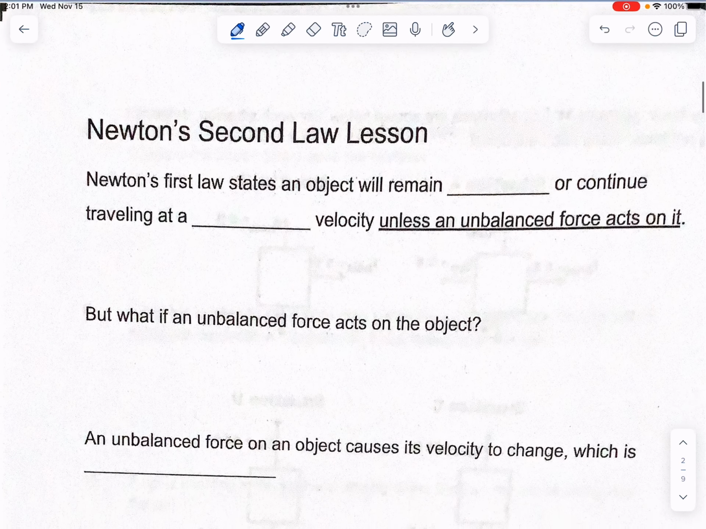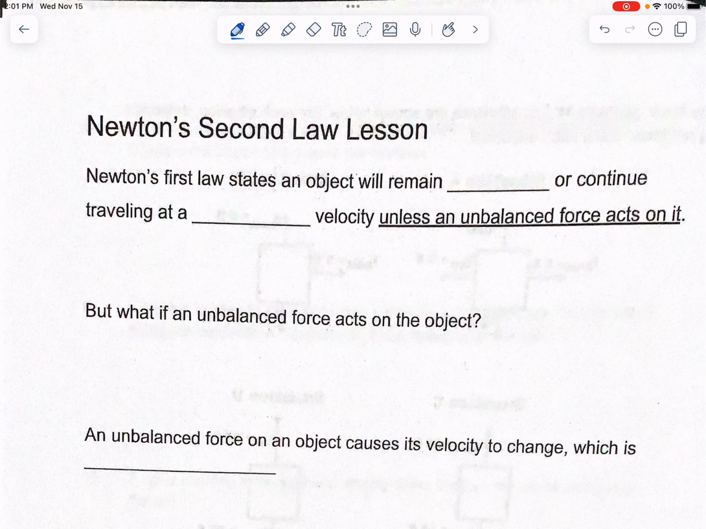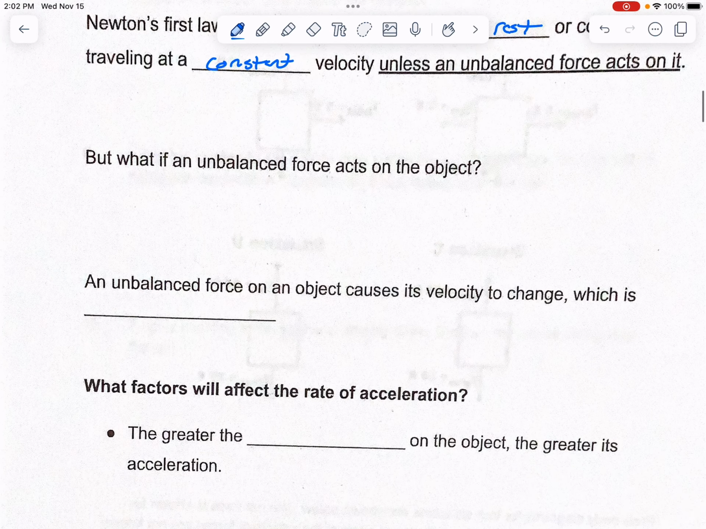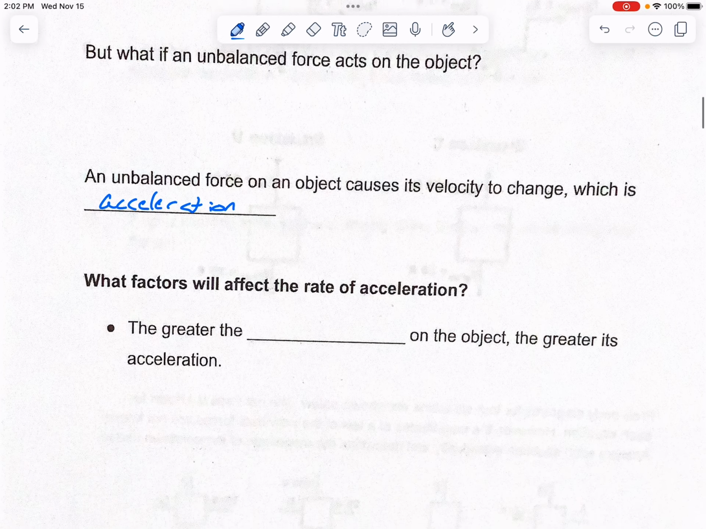Now we're going to take a look at Newton's second law. Remember, Newton's first law states that an object will remain at rest or continue traveling at a constant velocity unless an unbalanced force acts on it. So we're actually going to look into that unbalanced force. An unbalanced force on an object causes its velocity to change, which is acceleration. Anytime you're changing your velocity, you're accelerating either in the positive direction or the negative direction.